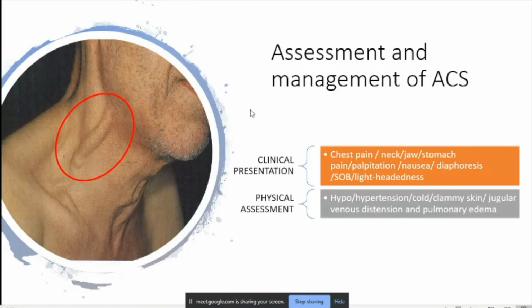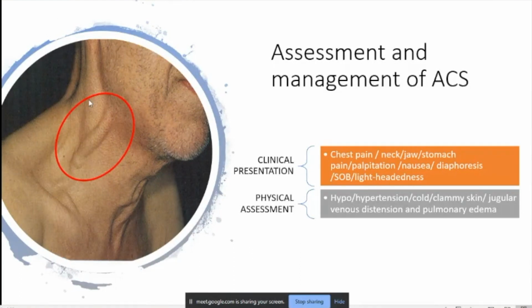Regardless, we give sublingual nitrate. So the patient develops chest pain and complains about it. The first thing we do is give the sublingual nitrate, then we call the ambulance, right? Now, we check the physical assessment, so hypo or hypertension, cold and clammy skin, and jugular venous distension. That's what I saw in the image here.